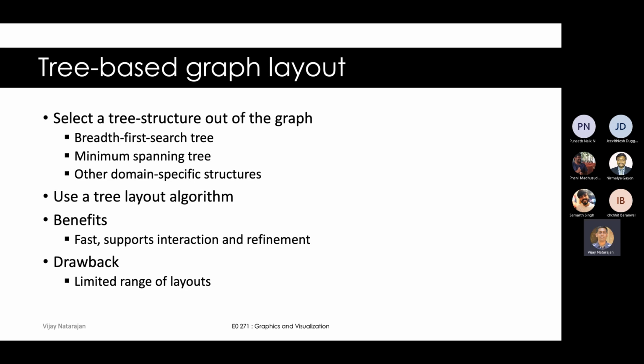Okay, so like I said, the first idea is to reuse what is known. We know how to lay out a tree, and we are given a graph. So the first solution is to convert the graph into a tree, right? Of course, when you convert a graph into a tree, you lose some information.